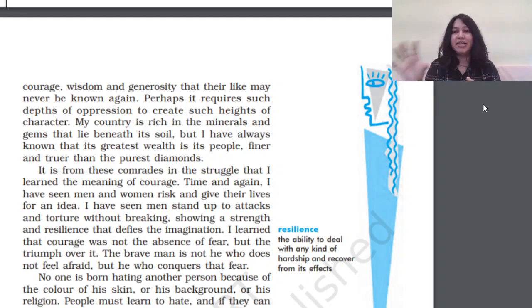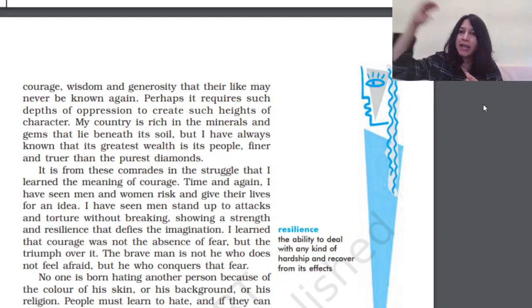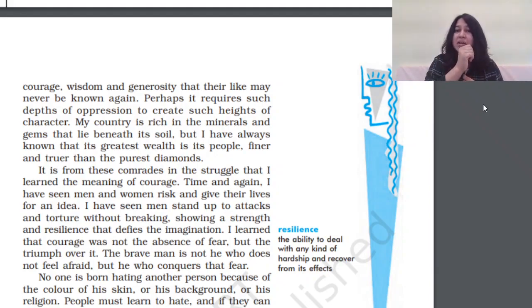Here he's done a really interesting play with words where he's saying depths of oppression, as in the oppression was so bad, so terrible, so deep and low, and that maybe caused such heights of character. Like these men had such great characters, and we could only see that height of character when there was this really deep oppression which very few people could come out of or fight against.